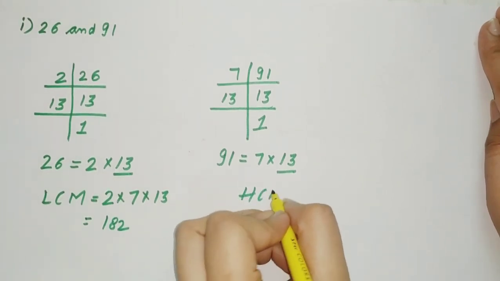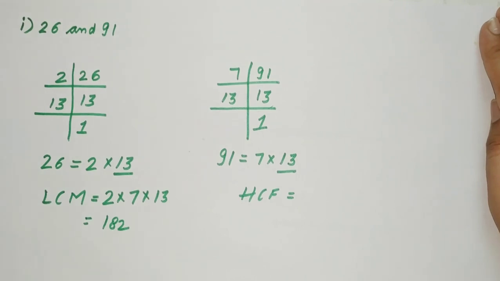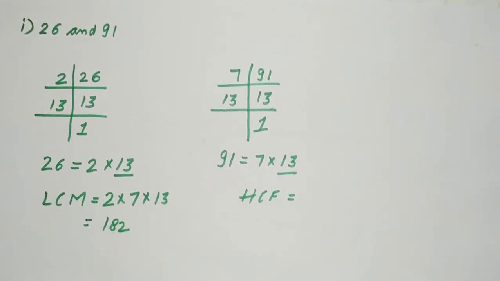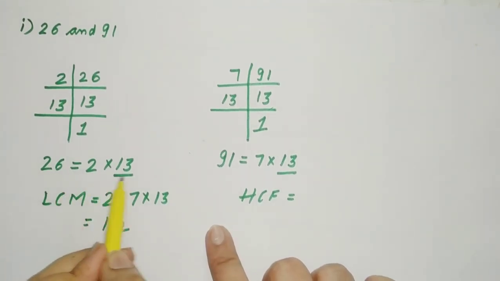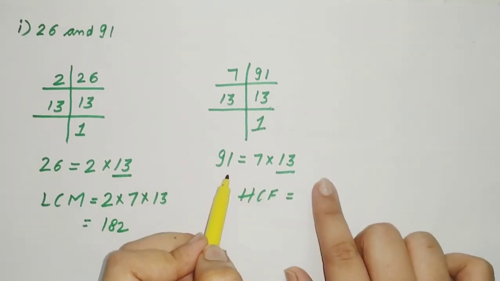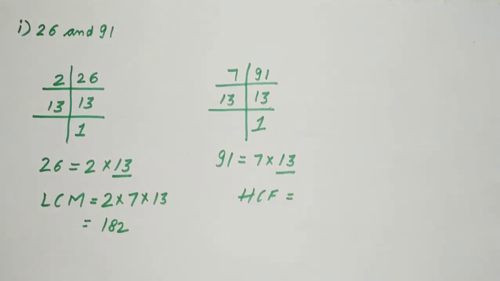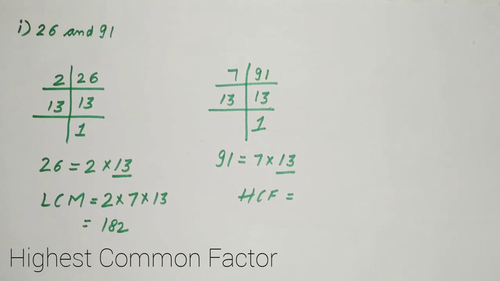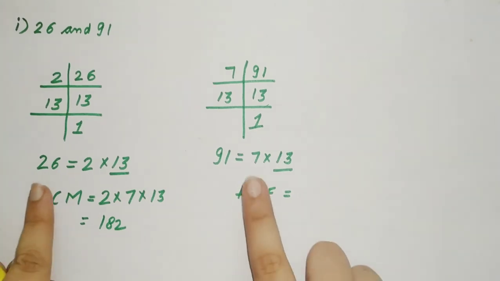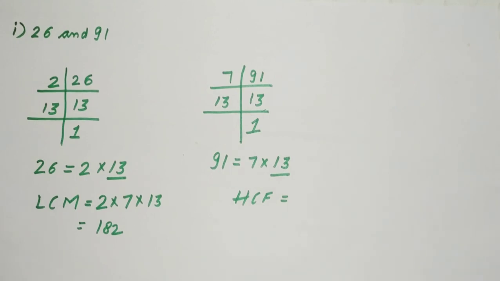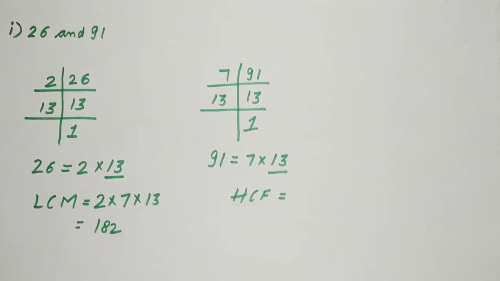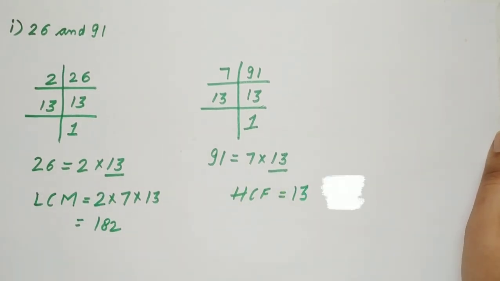Similarly, to find out HCF, we will select the number with the lowest power. Try to understand. The prime factors of 26 are 2 and 13, and of 91 are 7 and 13. To find out the HCF, step number 1, find out the common prime factors in both the numbers, 26 and 91. So our common prime factor is 13. Now select the one with the lowest power. So thereby our HCF is 13.